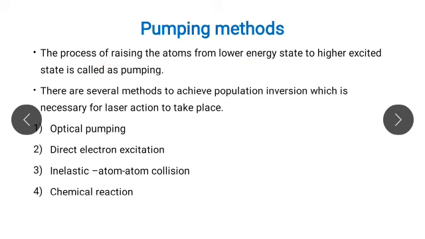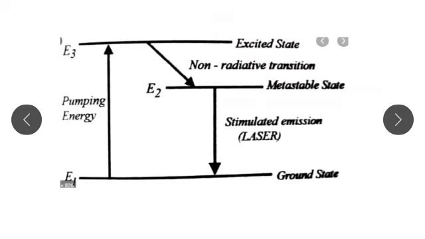And there are different pumping methods to achieve population inversion. Some methods are: first is optical pumping, second is direct electron excitation, third is inelastic atom-atom collision, and fourth is chemical reaction. Now we study what the optical pumping method is. For that, observe this diagram.